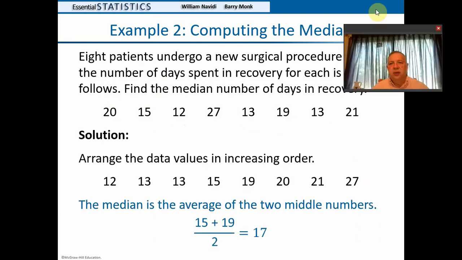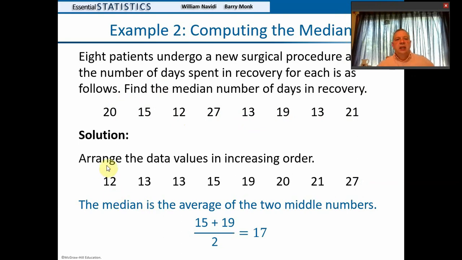Let me move up here. Here are our data values arranged in increasing order. I had 8. 8 divided by 2 is 4, so 1, 2, 3, 4. And then the next one up, I'm going to average those two data points. 15 plus 19 divided by 2, that's going to be 17. That's our median for this data set.